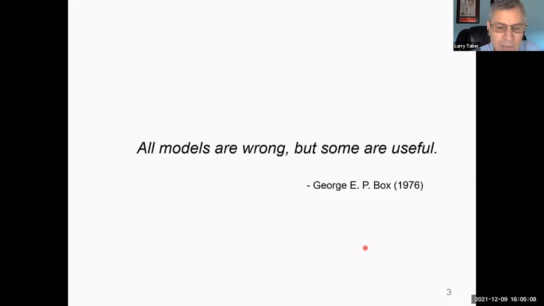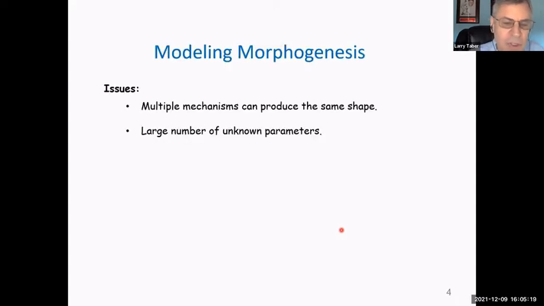So mathematical modeling plays a major role in pretty much everything we do. And as the statistician George Box said several decades ago, all models are wrong, but some are useful. This is particularly true when it comes to modeling of morphogenesis, which is the creation of biological form or shape. Two of the main issues that complicate this problem are that multiple mechanisms can produce essentially the same shape, and most of these problems include a large number of unknown parameters.